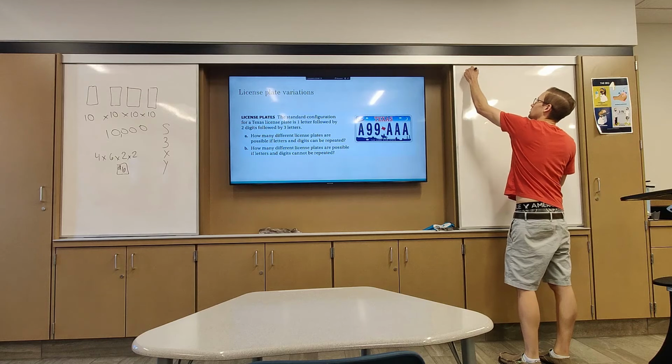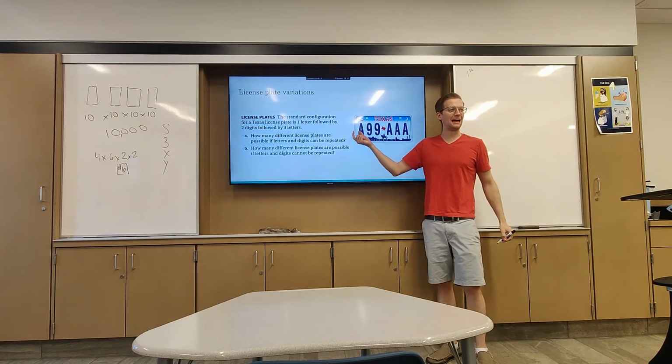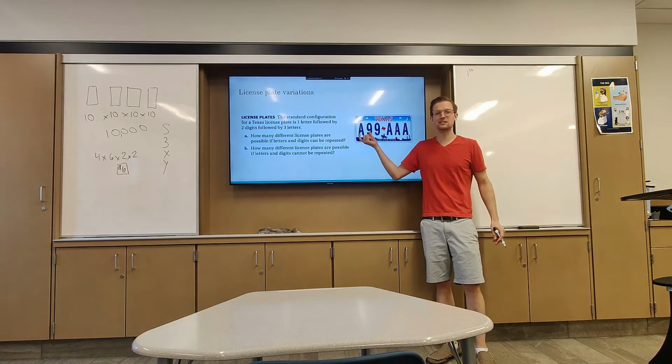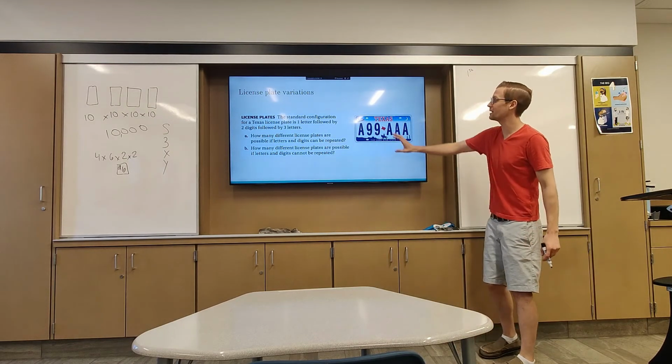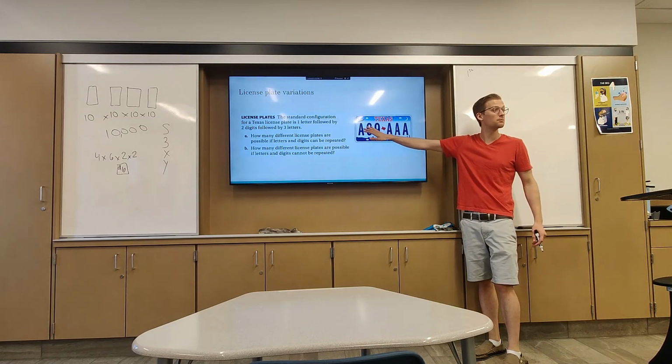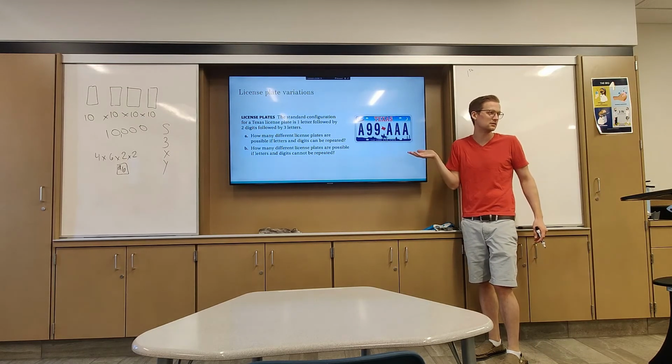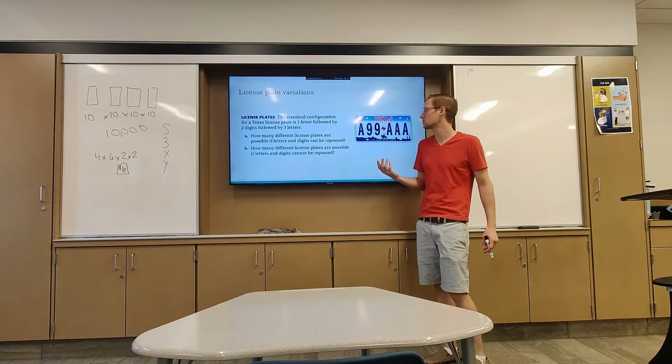Okay, so a license plate has, in Texas at least, 6 spaces, right? So it has 6 different characteristics. It has something here, something here, something here, something here, something here, something here. We have to count the number of options that we have in each space. That's how we'll get the total number of variations.